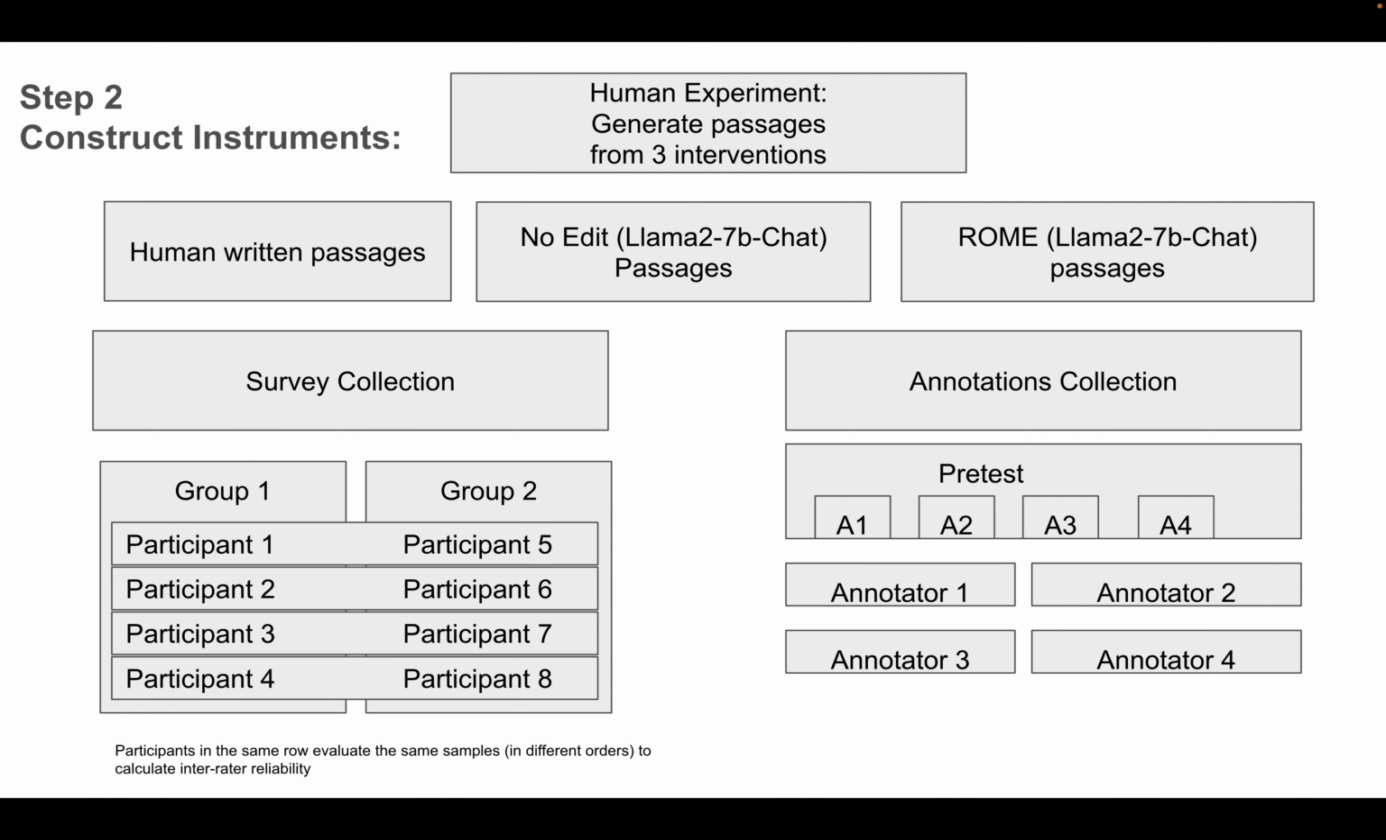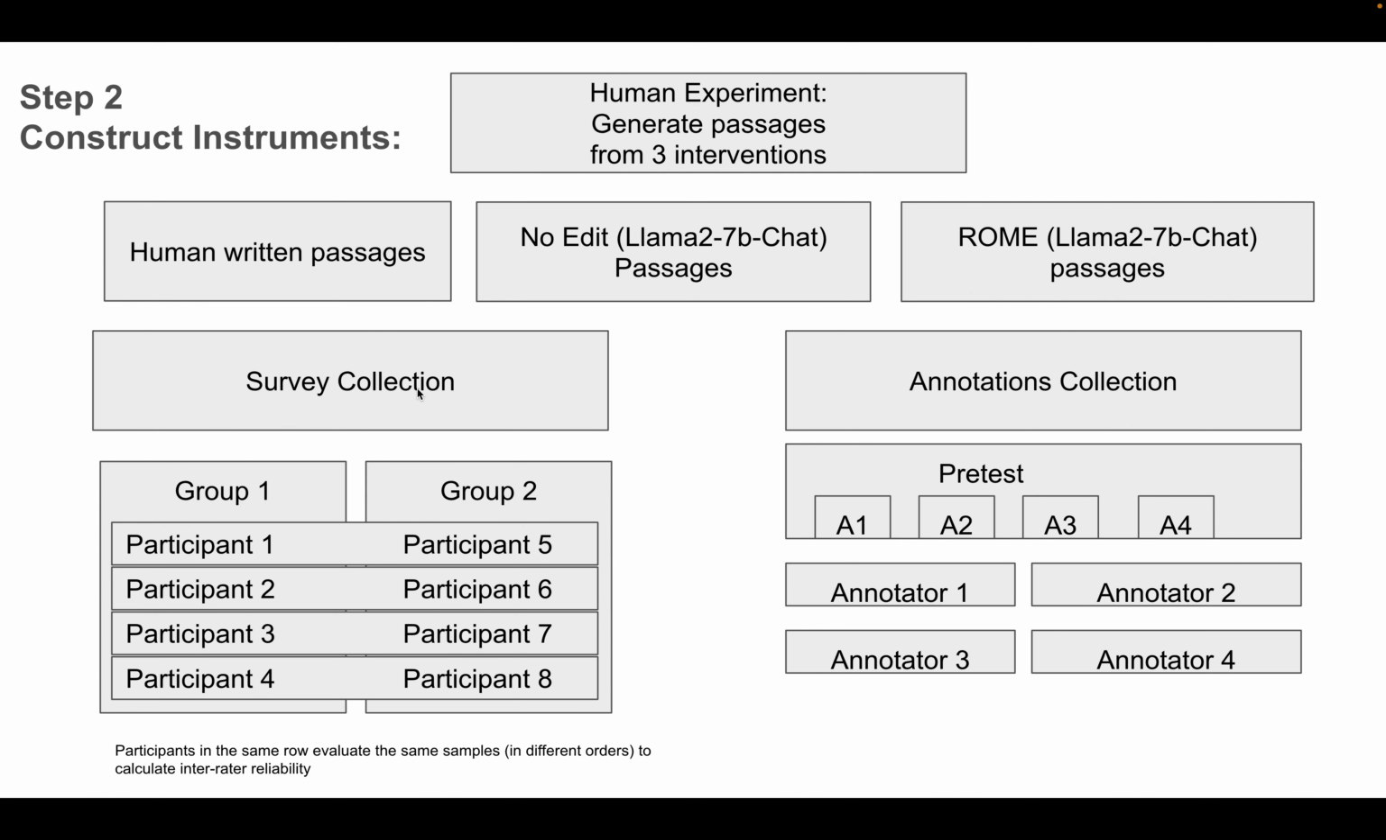In order to evaluate this fully, we used our instruments to construct two evaluation settings. First is a survey setting where we had 3 different interventions: the edit, the no edit, and human written passages.